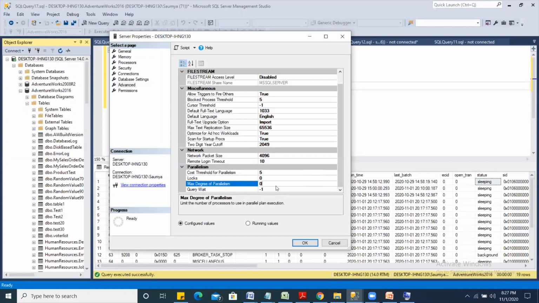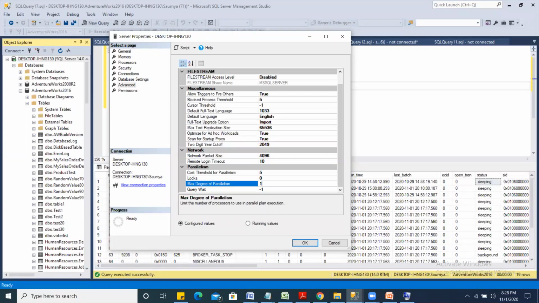0 means all. I have 4 processors. It means that my queries, if required, can execute with 4 processors, or if required, with 2 processors, or if required, with 3 processors. I have allowed query execution to involve all processors. When that will be done, I will talk later on. Let's try to make it simple. But if I make it 1, it means that I am disabling the parallel execution of a query. You got it? I am disabling parallel execution of a query.